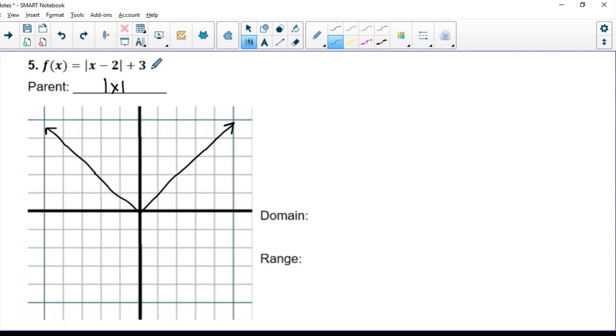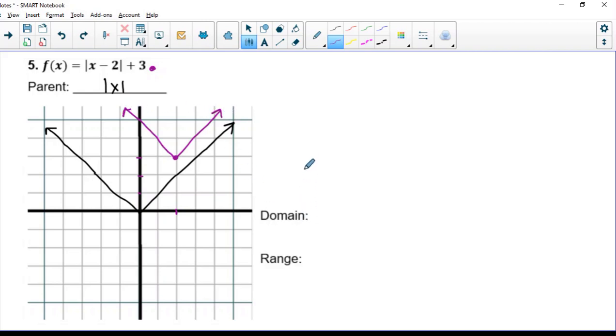Just like that. What are the transformations here? So this is x minus 2. Remember, this is opposite, so I'm going to go plus 2. And then plus 3. 1, 2, 3. Your new vertex would be over here. And then we just sketch the same shape coming out of that vertex, just like this.